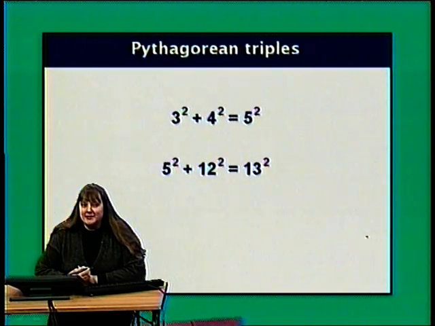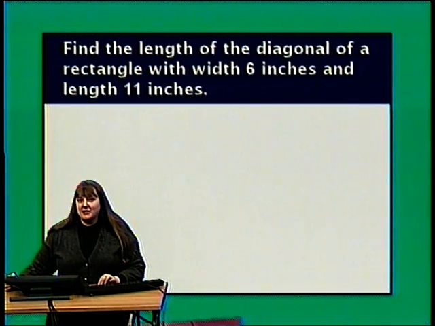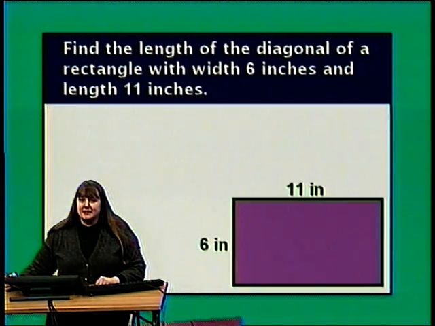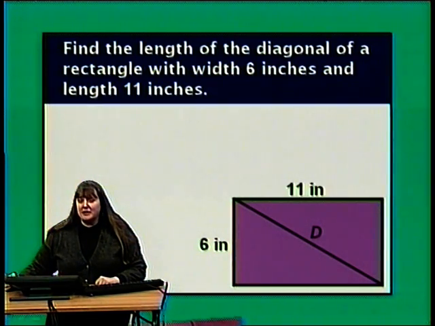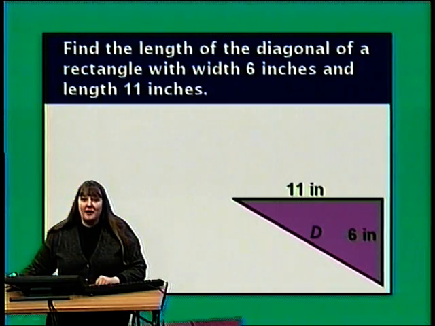So now let's find the length of the diagonal of a rectangle with width 6 inches and length 11 inches. So we're looking at a 6-inch by 11-inch rectangle, and we're interested in the length of the diagonal. One thing I notice about this picture is I could look at just half of the picture and I'd have a right triangle, in which case I could apply the Pythagorean theorem. So let's just concentrate on half of the picture.